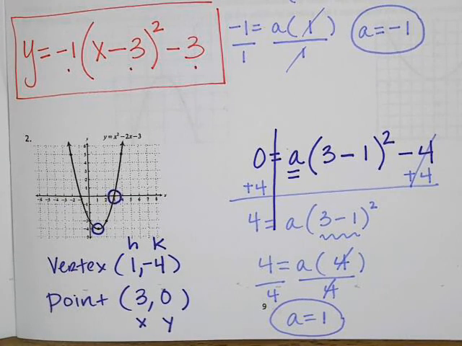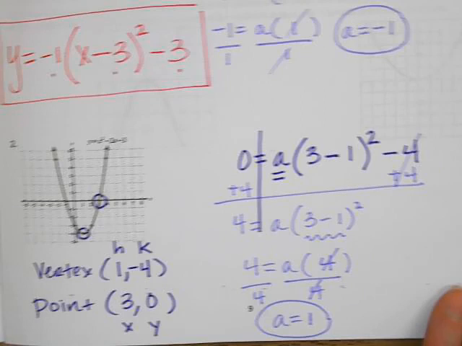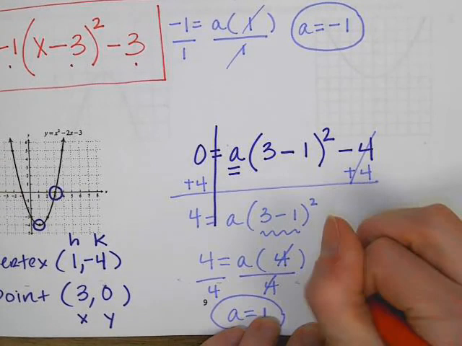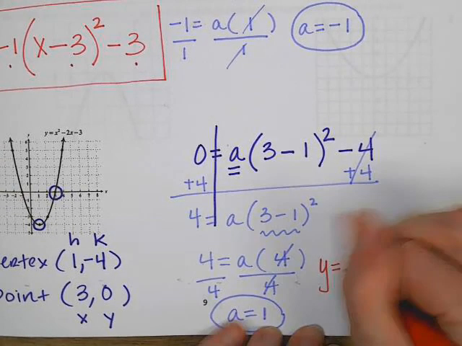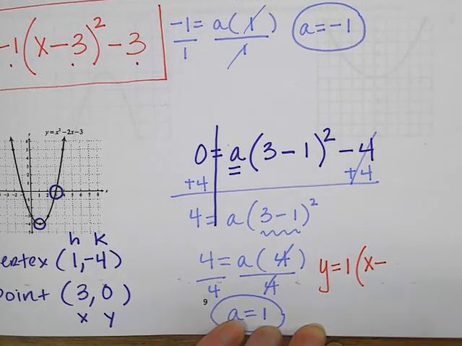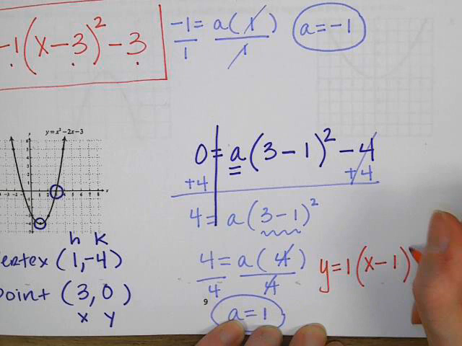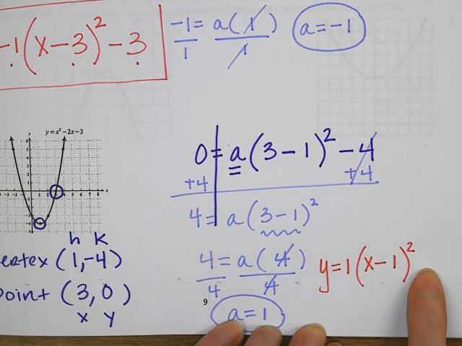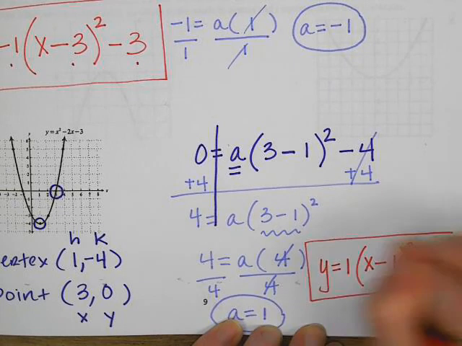Okay, final equation. We plug in a, h, and k. So the final answer is y equals a, which is 1, times (x minus h, which was 1) squared, plus k, which is minus 4. That's your final equation.